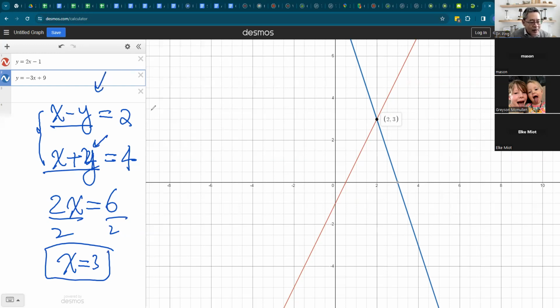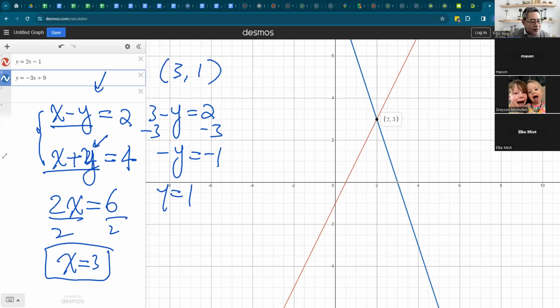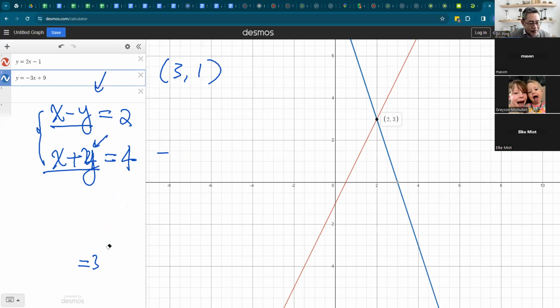So if you plug in the top one, 3 minus y equals 2, then minus 3 on both sides, then negative y is negative 1, then y is 1. So we got that. So we can easily solve it using algebra in this case. Now, of course, we're going to graph it.